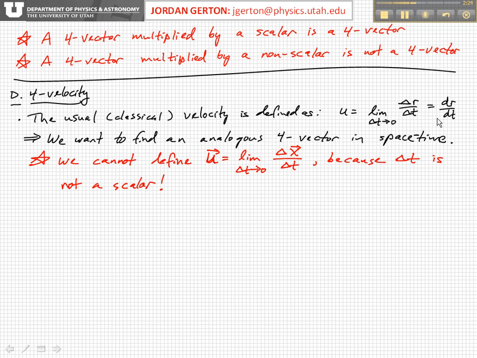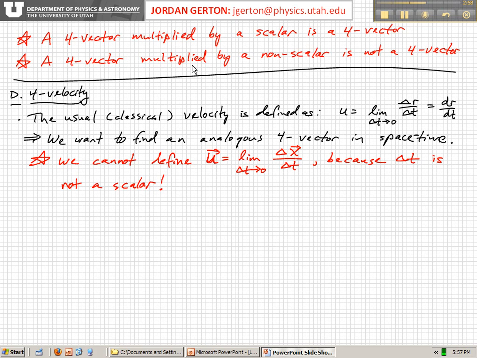We can write this in differential form as shown here. Now we would like to find some analogous 4 vector to the velocity in space-time, but we can't just do the same thing that we did here. We can't define the 4 velocity as the limit as delta t goes to 0 of the 4 displacement delta x divided by delta t, because delta t is not a scalar, and so when we divide by delta t, we're not going to get a 4 vector, right? So a 4 vector multiplied or divided by a non-scalar is not a 4 vector.